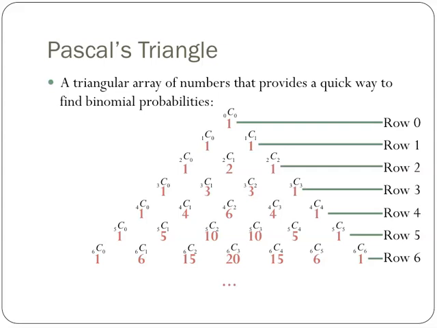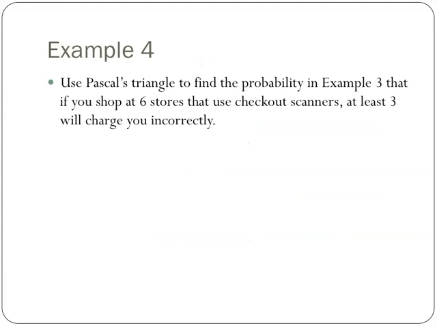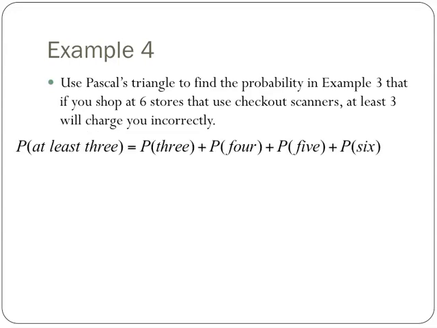All right, example 4. Use Pascal's triangle to find the probability in example 3 that if you shop at 6 stores that use checkout scanners, at least 3 will charge you incorrectly. Okay, we're going to use the same idea here. At least 3 means it could be 3, 4, 5, or 6. Now, we have to find each of those probabilities before we can add them together.